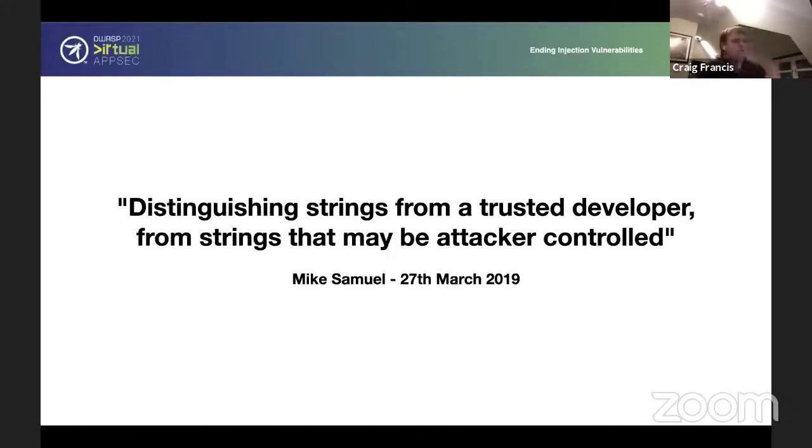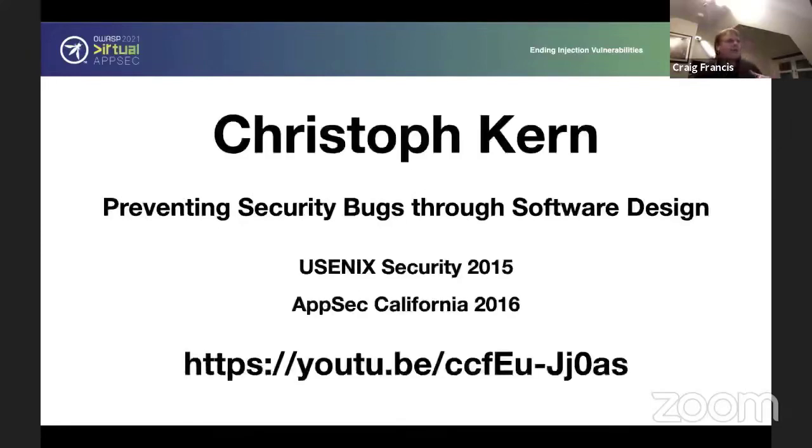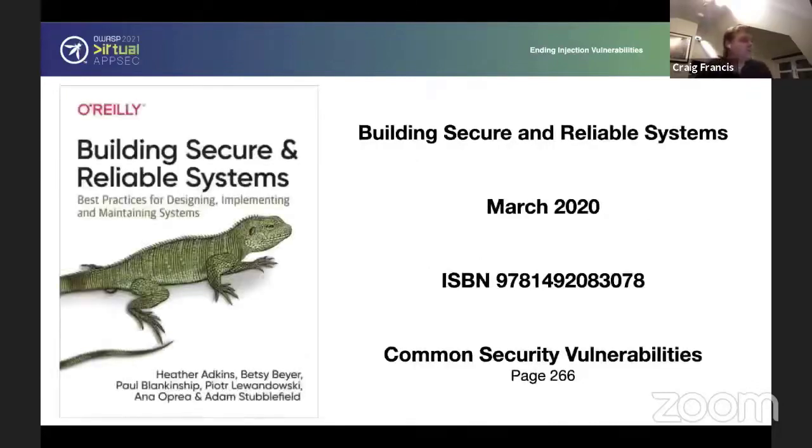What we can also do is use information where Christoph Kern did a talk back in 2015 or 2016 on preventing security bugs through software design. Christoph works at Google, and this is how they have approached the problem themselves, and it has been very effective at stopping these problems. It's also included in the Building Secure and Reliable Systems book from a few different Googlers. If you do get this book, if you just turn to page 266, there's about 4 or 5 pages on this basic concept.